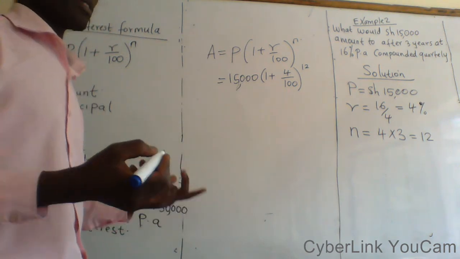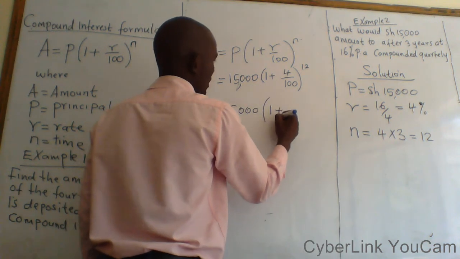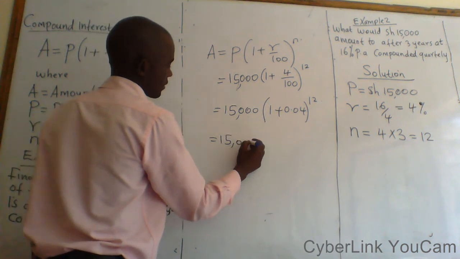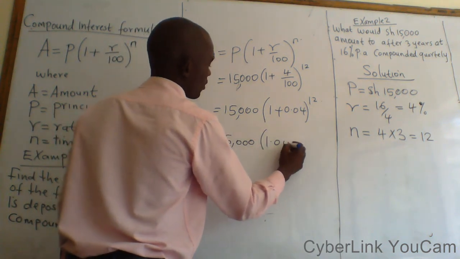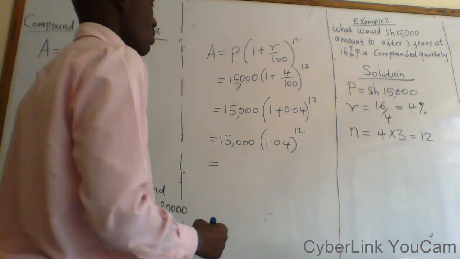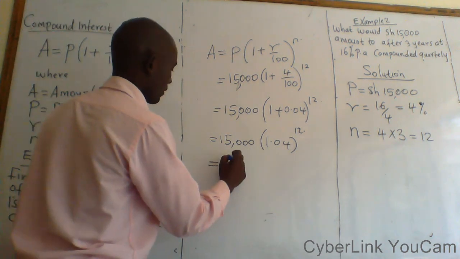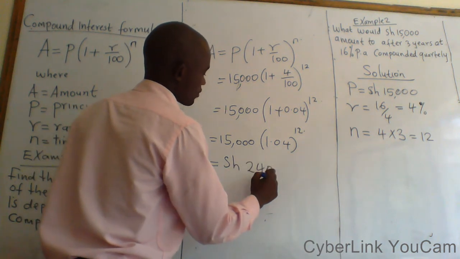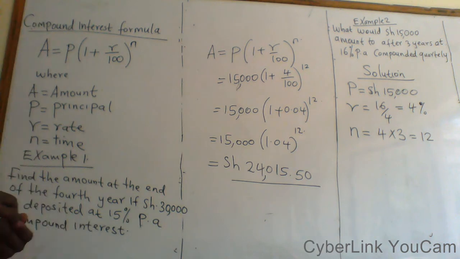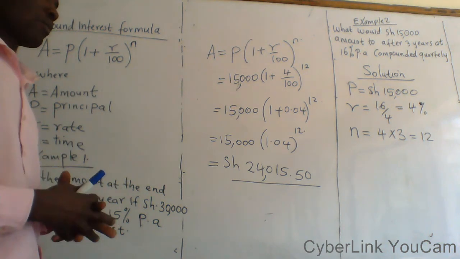Remember, we shall take the same process. This is 15,000 into 1 plus 0.04 raised to power 12. This will be the same as 15,000 into 1.04 raised to power 12. Using your calculators, you will be able to get this. Your answer will become 24,015.5. So that is the amount of money that you will be able to get at the end of those 3 years if you compound it quarterly.